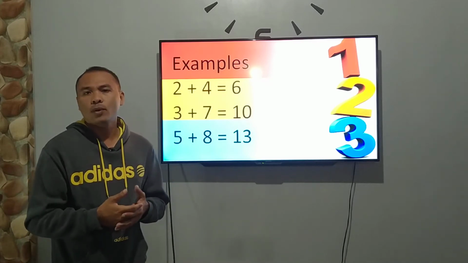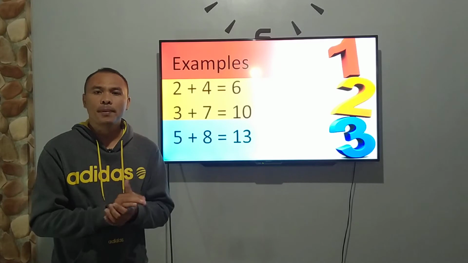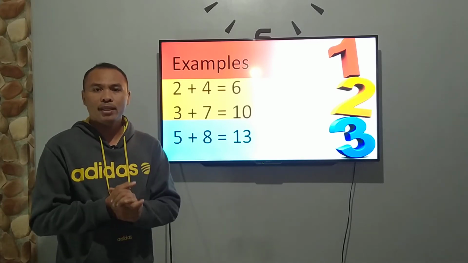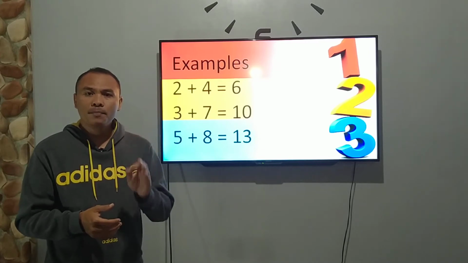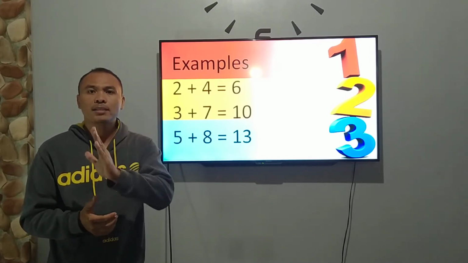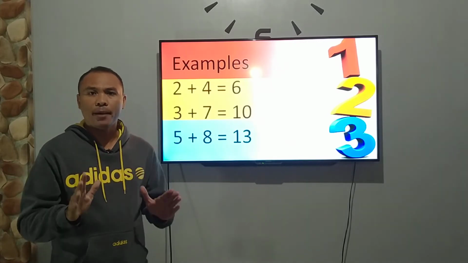2 plus 4 is equal to 6. 3 plus 7 is equal to 10. And 5 plus 8 is equal to 13. Tingnan nyo, that's all positive. Ibig sabihin, pag nag-add tayo ng puro positive, ang sagot ay positive. Okay? Ganun lang siya kadali.